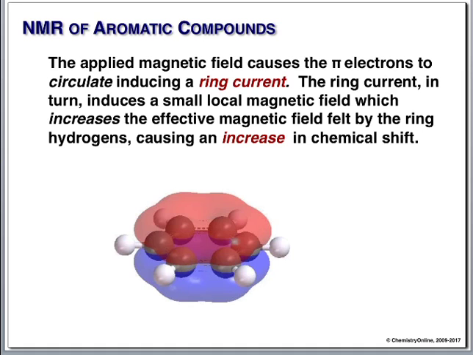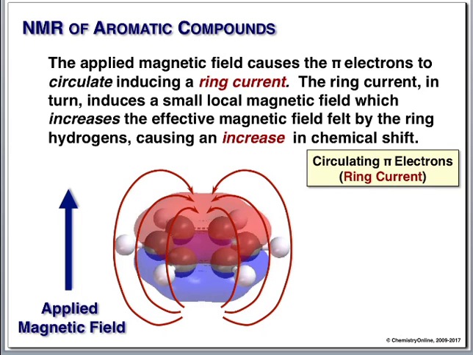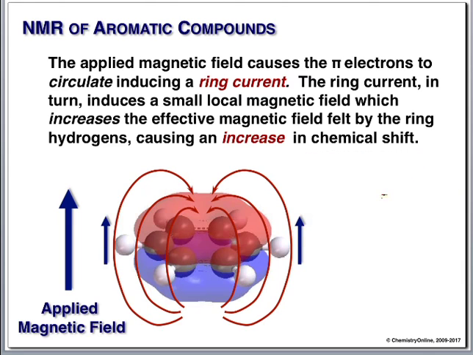The ring current will flow around the molecule, through the middle, simply from the effect of the applied magnetic field. The effect of the ring current is to induce a small magnetic field of its own. These are going to be parallel to the field, and they're going to increase the chemical shift of the hydrogens.